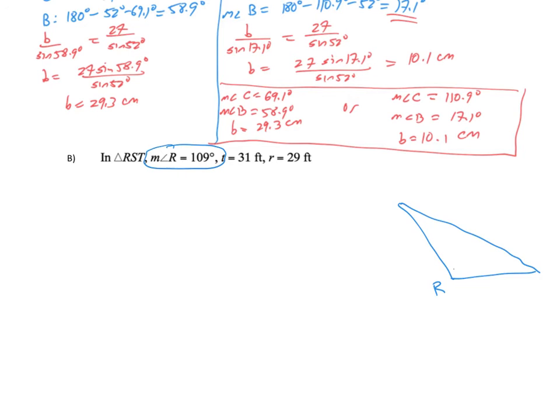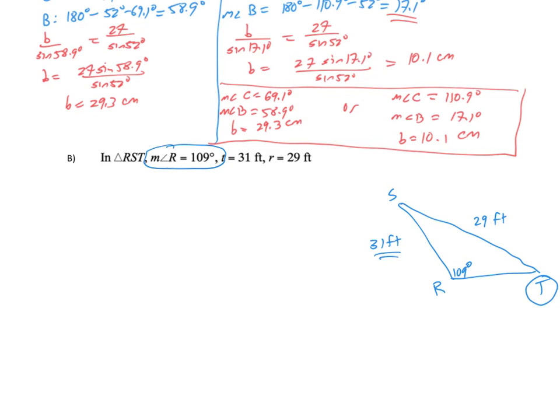So R is 109 degrees. I'll put on my other vertices, S and T. We'll put on the side lengths. Little t is 31 feet. Little r is 29 feet. So we'll put those on. We will begin by trying to solve for angle T, since we know side length T.